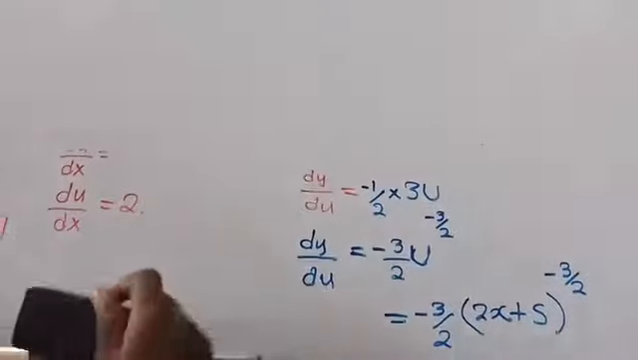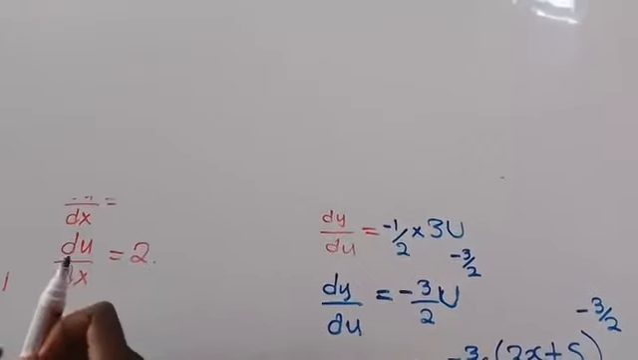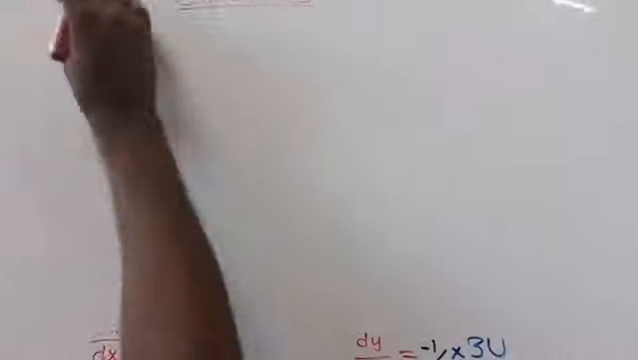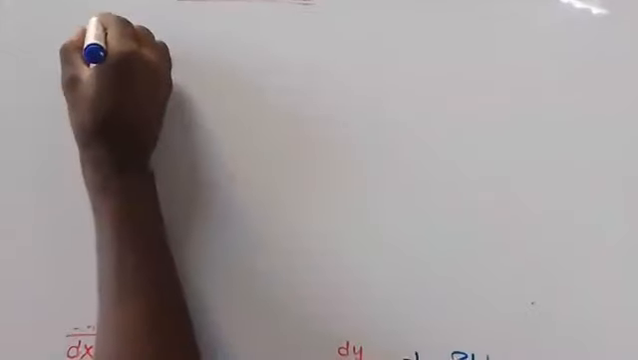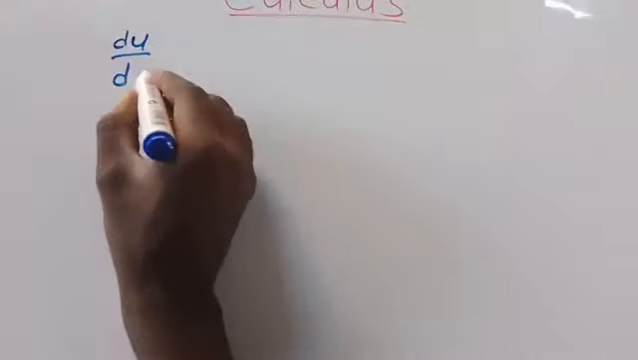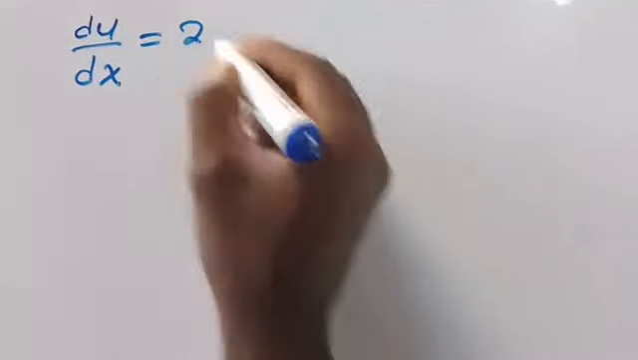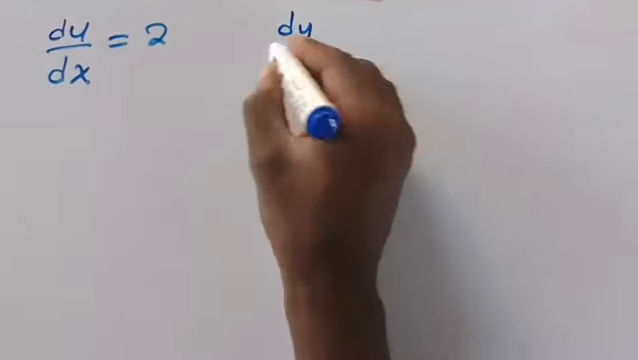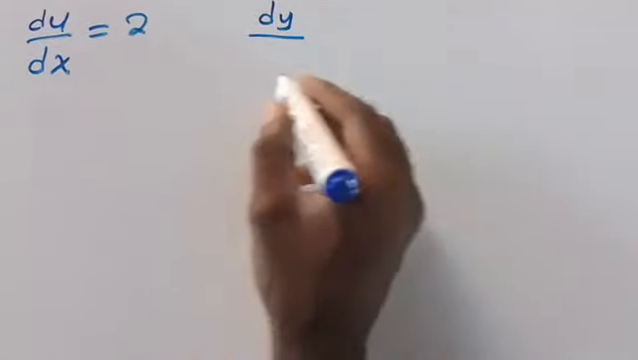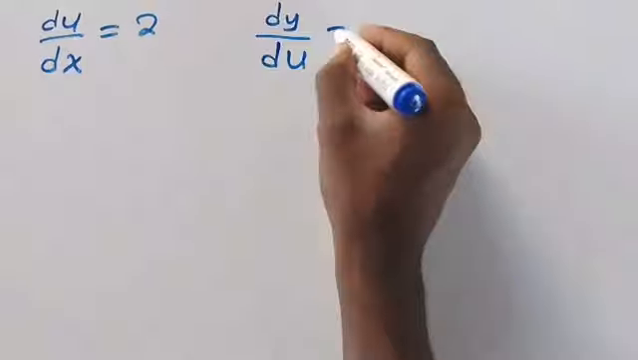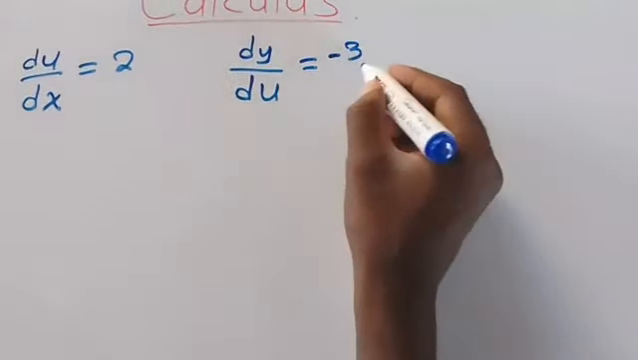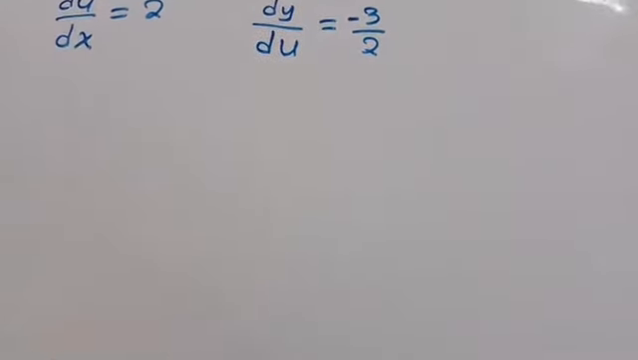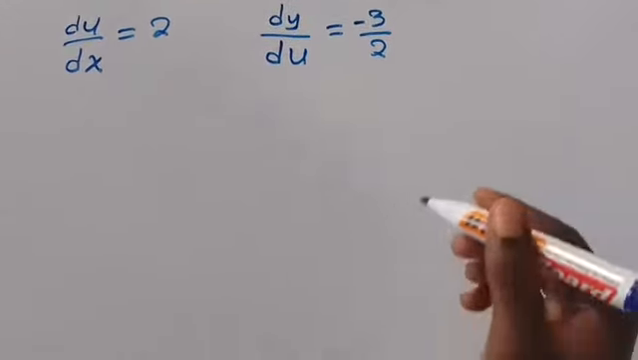Okay, so I've got two answers with me. I've got du over dx, and the answer is 2. I also have this one, dy over du, which is equal to negative 3 over 2, like this. So I've got negative 3 over 2.